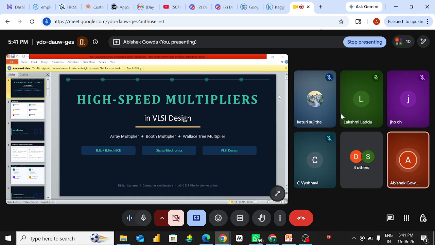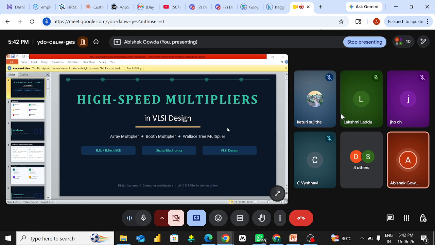So, as we know, today we are learning multipliers. First we need to understand the fundamental concept of multipliers. Why do we need multipliers? Why are they used in VLSI? What is their purpose, and what role do they play inside CPUs and GPUs? Before this multiplier concept, I will give a brief introduction.